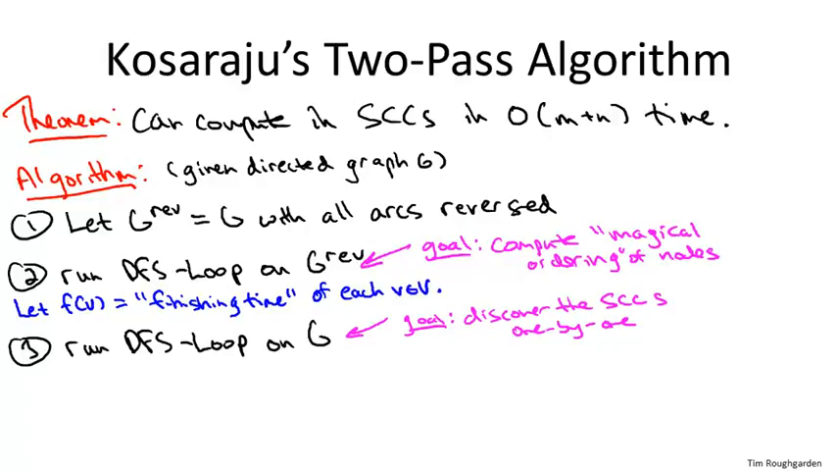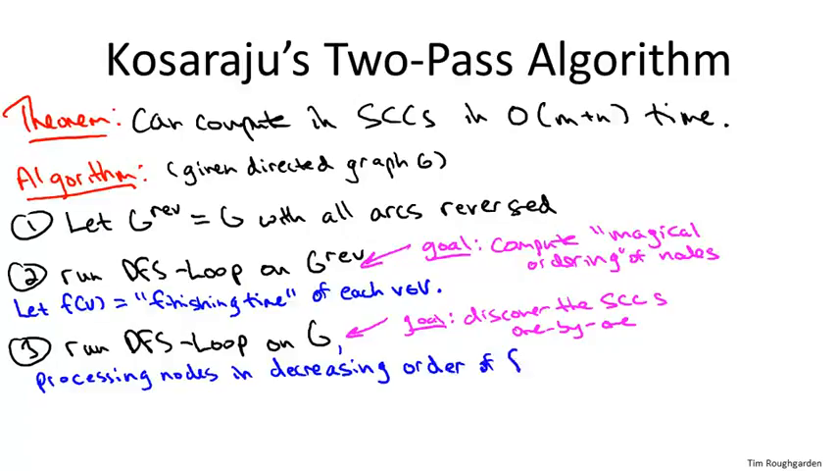So we're going to have a notion of a finishing time of a vertex, and that's going to be computed in the first pass when we do depth first search on the reverse graph. And we're going to make use of this data in the second pass. So rather than just going through the nodes of the graph in an arbitrary order like we usually do when we have a looped depth first or breadth first search, we're going to make sure that we go through the vertices in decreasing order of these finishing times.